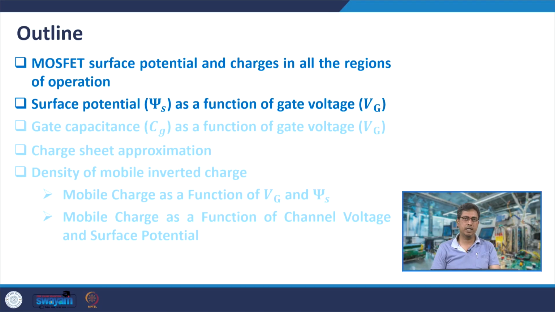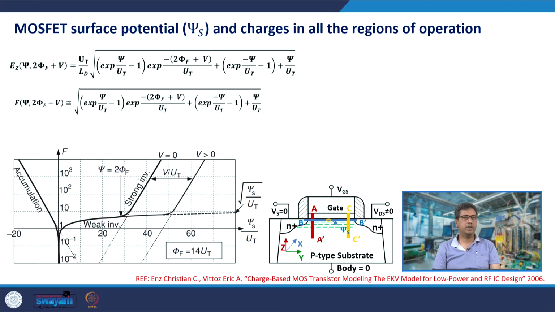In today's lecture, we would cover MOSFET surface potential in all the regions of operation, and surface potential as a function of gate voltage. Basically we would be using the EKV formulation, which is found to be more suitable for explaining weak and moderate inversion.